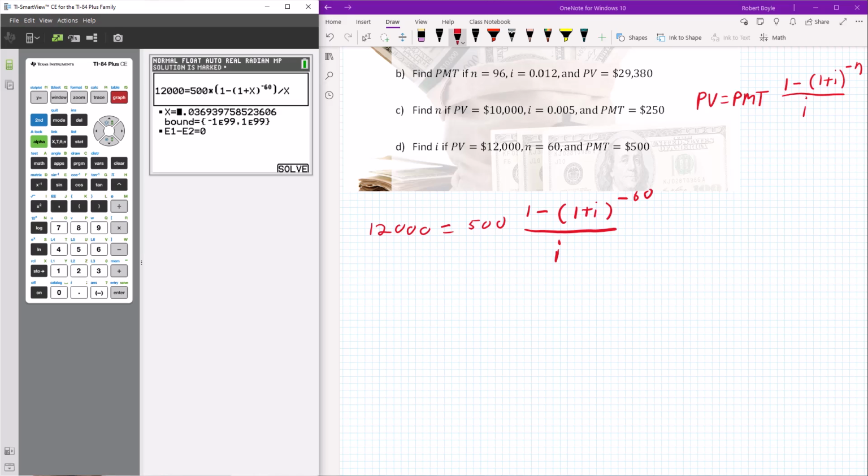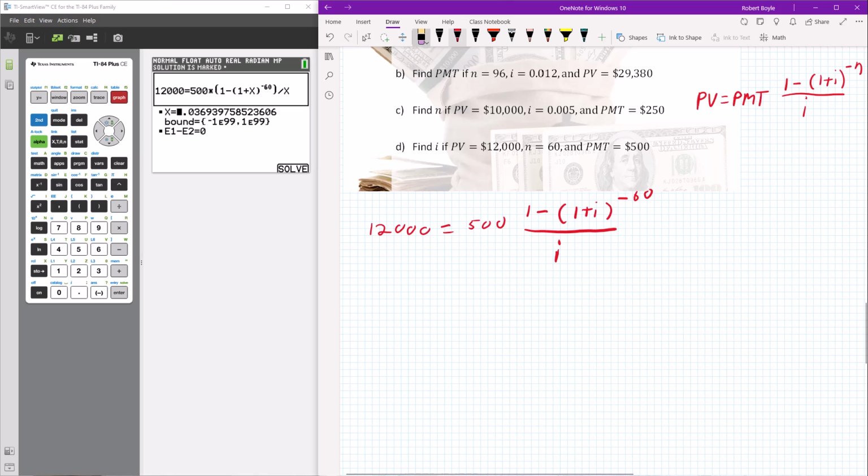And this is our answer. Now, if we want to take the answer to 4 decimal places, we would have that I is equal to 0.0369. Our 5th decimal place would be 3, which means that we do not need to round up. So we would have 0.0369. And that's how you would solve part D. You would actually need to use your calculator to solve it for you because there's no analytic way to do it.